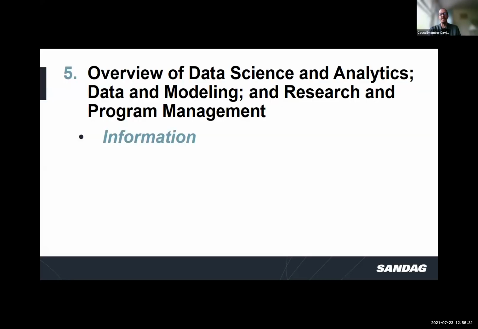Item 5, overview of the data science and analytics. And I believe we'll start out with maybe Ray Major, Pat Landrum, or Cindy Burke, one of them. Good afternoon, Chair Tito and members of the Audit Committee. I will be co-presenting with two other staff members, Dr. Cindy Burke and also Pat Landrum.